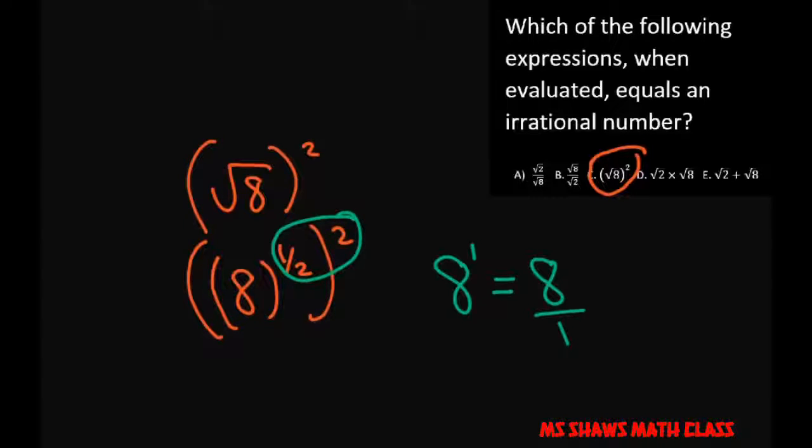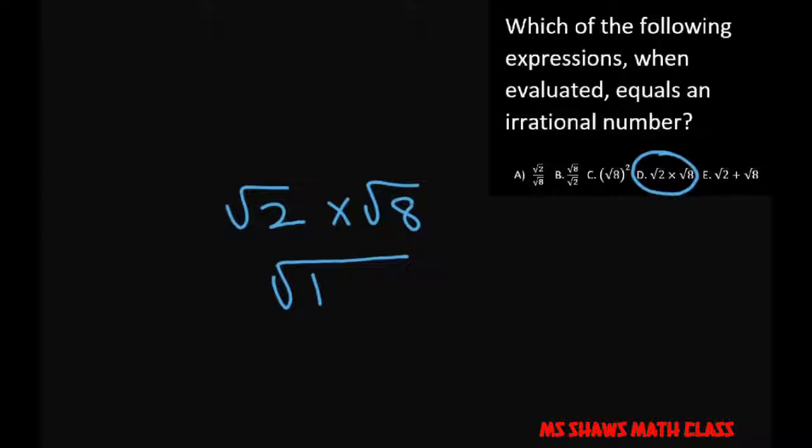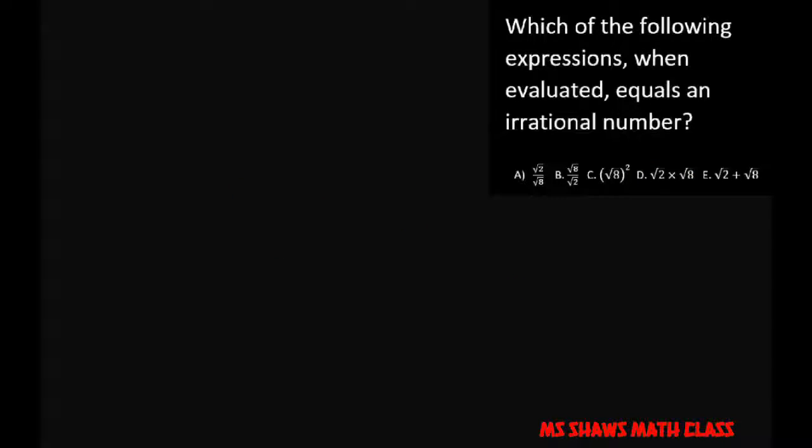And D is the next one. So for D, we have square root of 2 times the square root of 8. We can put those together, which is square root of 16, which equals 4, which can be represented as a simple fraction. So obviously the answer is the last one, so let's try this one.